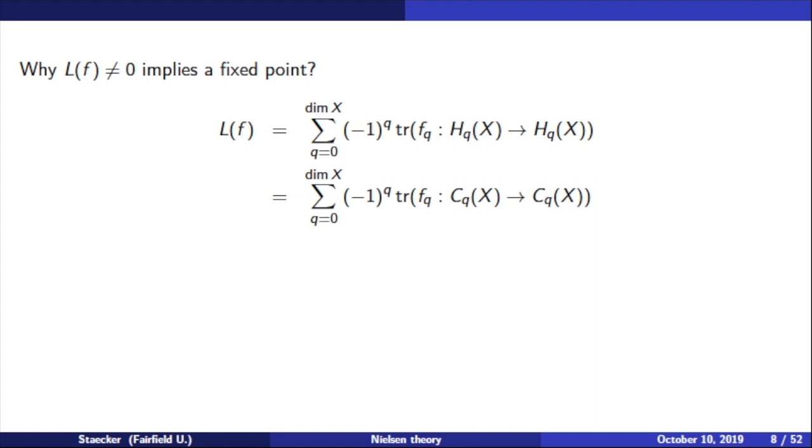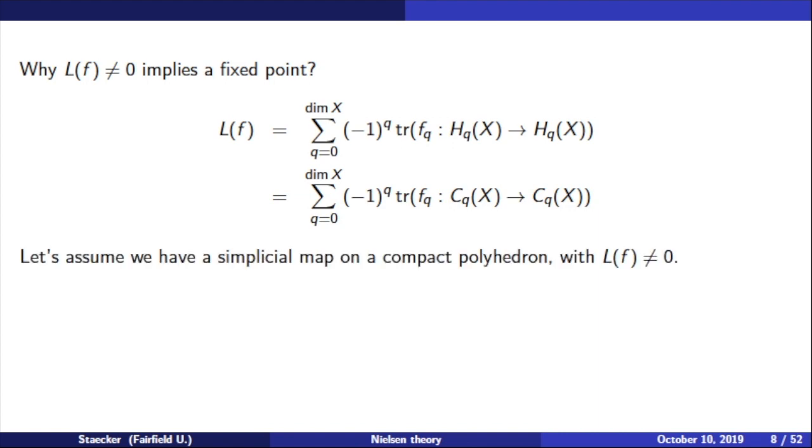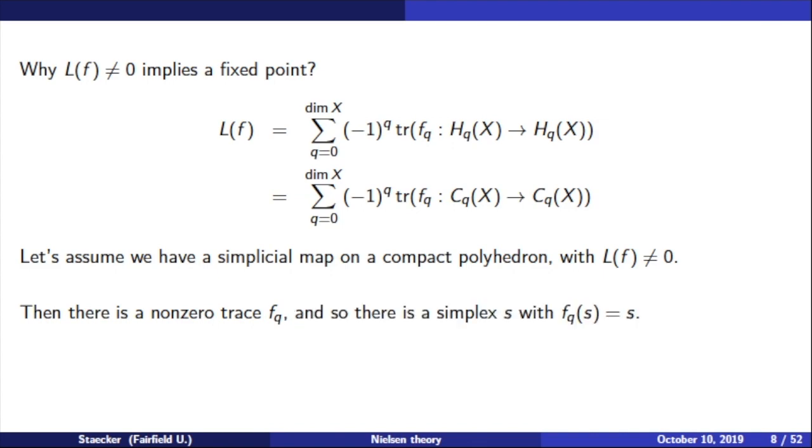This isn't obvious, but it's because of the way that the alternating sign works. There's sort of a cancellation in between when you do the quotients to make the homology. And these two things end up being the same. Anyway, I hope you believe me when I say that. Let's assume that we do have a simplicial map on a compact polyhedron. What does it mean if the Lefschetz number is non-zero? Well, it means that one of these traces must be non-zero. If this whole sum is not zero, then there is one non-zero term in this sum. One of those traces is not zero. That means there's a simplex S which maps onto itself, because that's what it means to have a non-zero trace. Something goes onto itself in the linear map that you're talking about. And so there is a simplex S with f_q of S equals S.